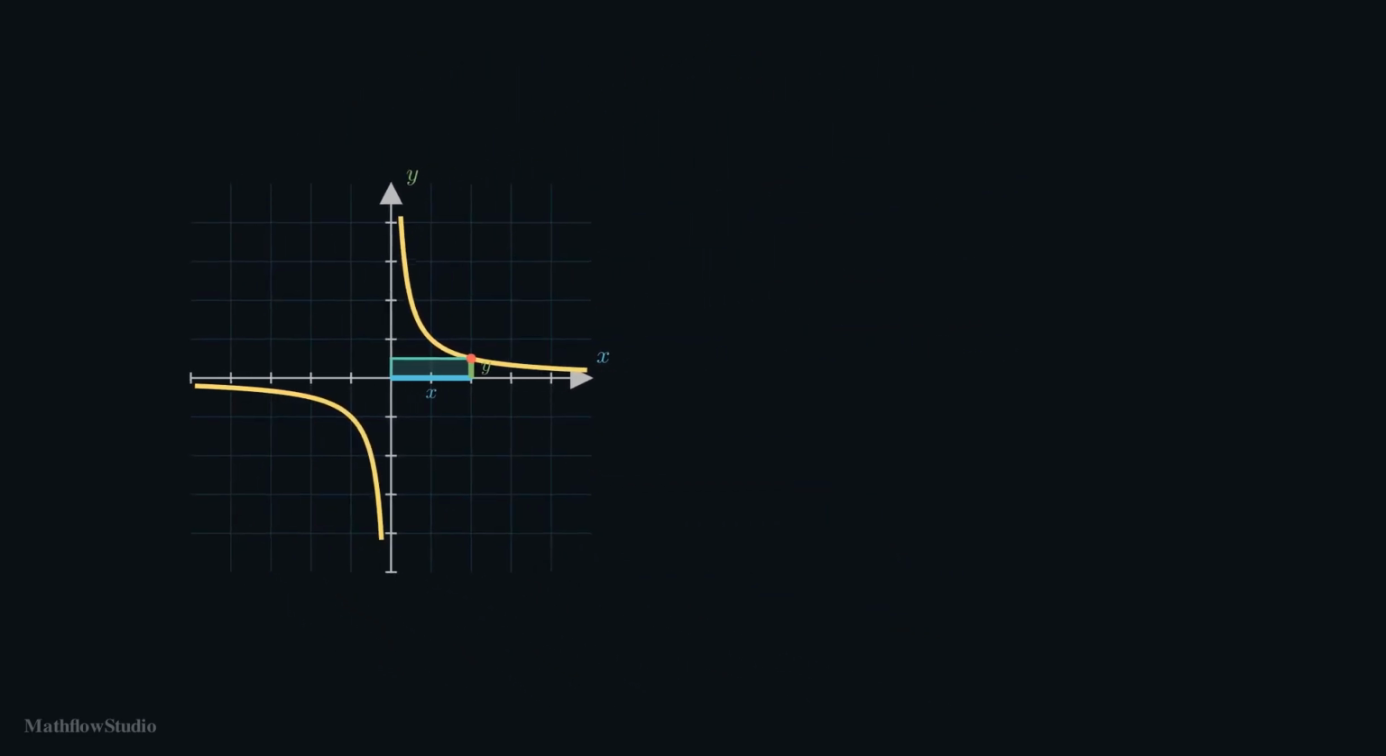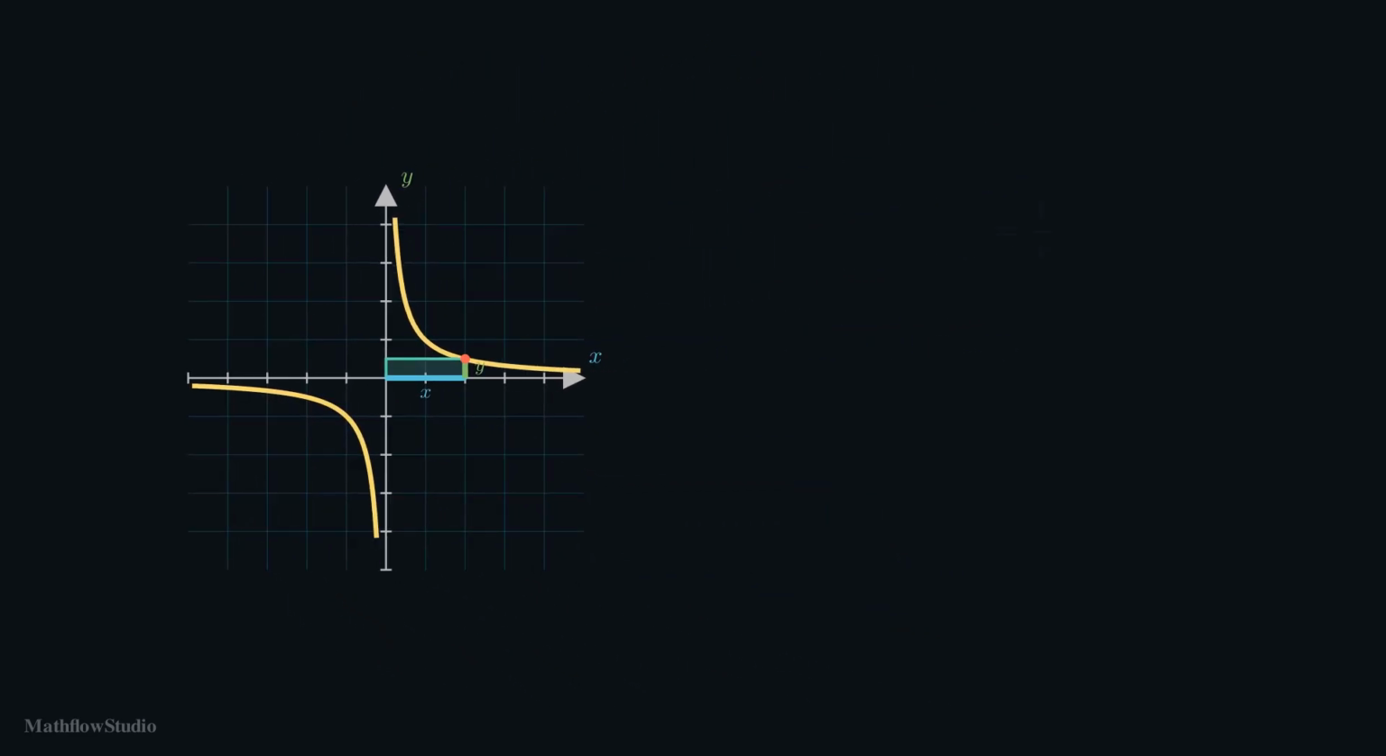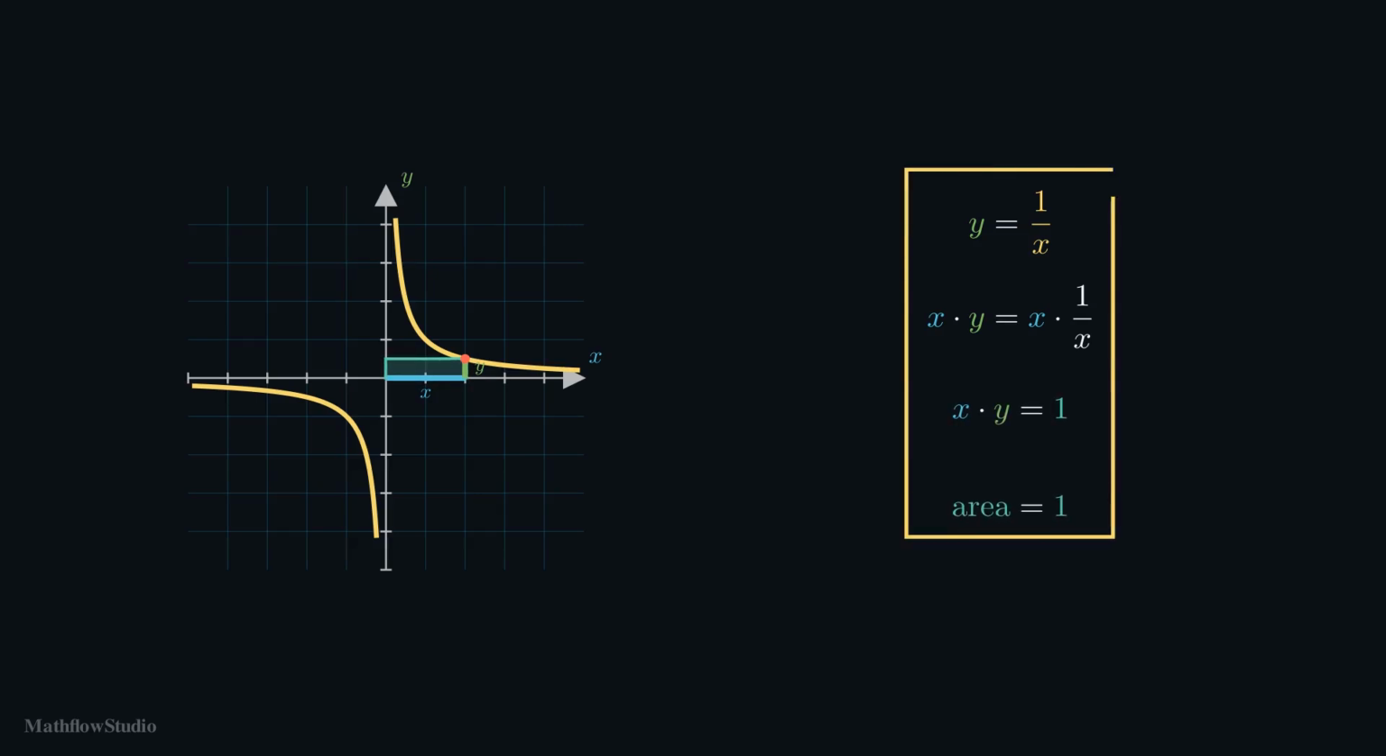Let us keep the picture visible and write the algebra beside it. The defining rule is y = 1/x. Multiplying both sides by x gives x times y equals x times 1/x. The x divided by x becomes 1, so x times y equals 1. For positive x and positive y, that product is exactly the rectangle area.